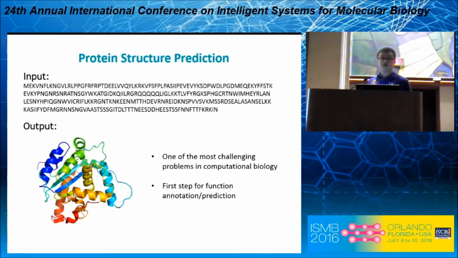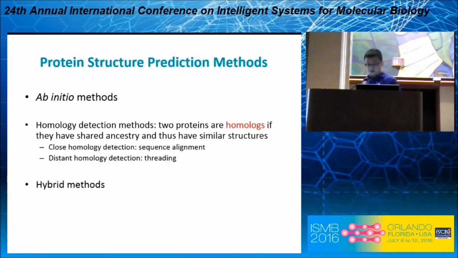So despite this very simple setup, protein structure prediction has been one of the oldest and one of the most challenging problems in computational biology, and yet it is an indispensable step in understanding protein functions. So during the past 60 years, hundreds of methods have been developed for protein structure prediction, and they can roughly be characterized into three classes.